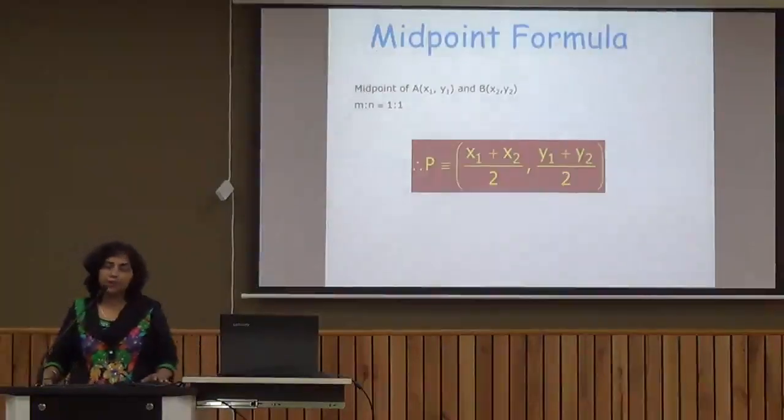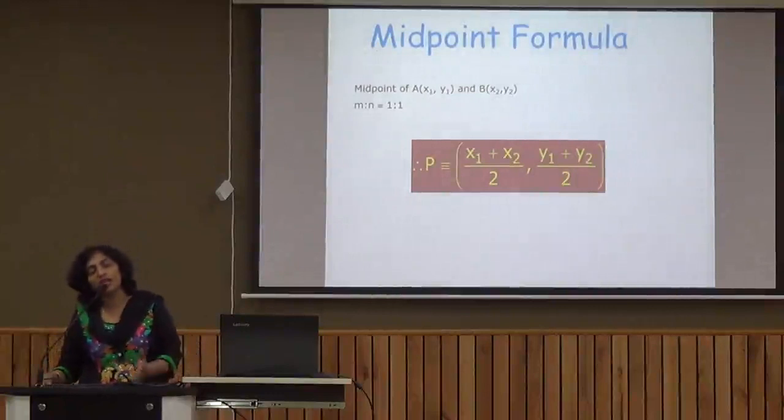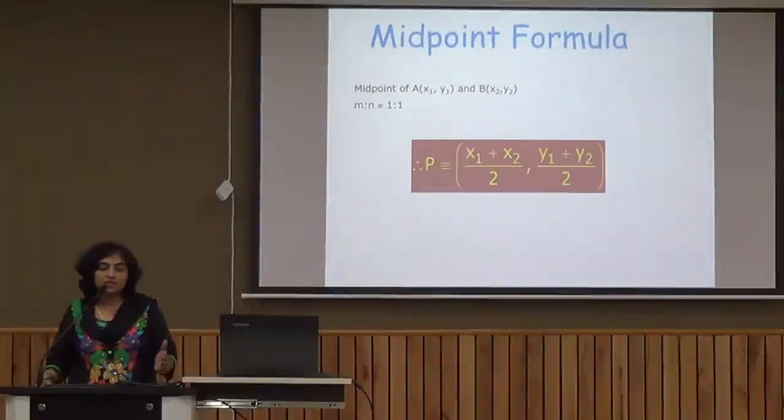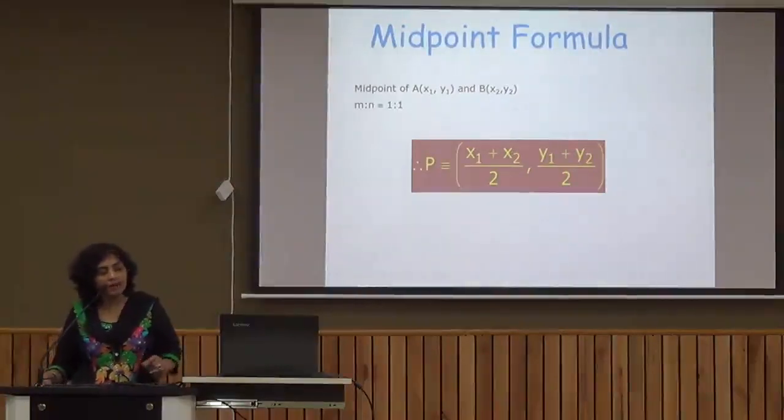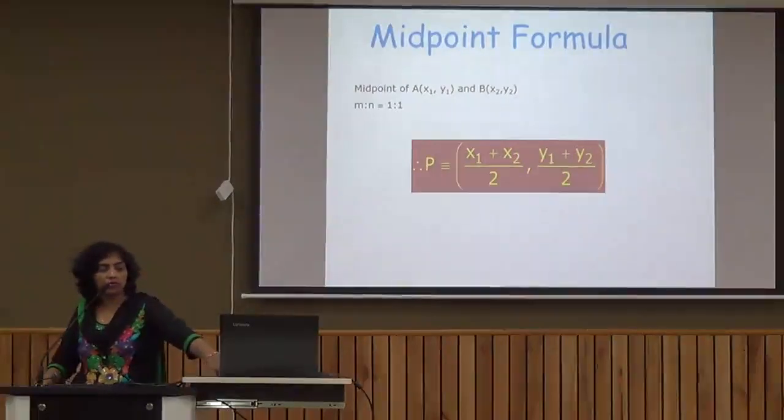Now we have the midpoint formula. We are saying that the point is dividing in the ratio m is to n. Now if the point is dividing the line segment equally, then it is called the midpoint and the ratio will be 1 is to 1. So when we replace m and n by 1, we get the coordinates of the point as x1 plus x2 upon 2 and y1 plus y2 upon 2.